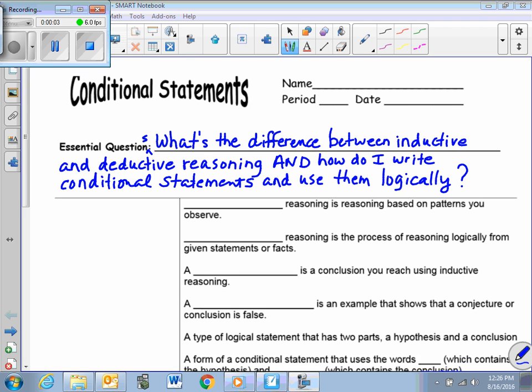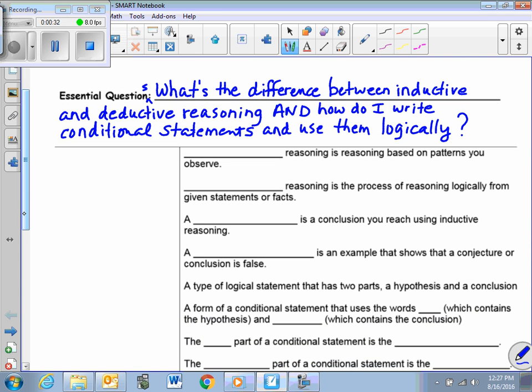Alrighty, today the lesson is titled Conditional Statements, but this is actually two lessons combined. So not only are we talking about conditional statements, we're also talking about reasoning, inductive reasoning, deductive reasoning. There's a big, well, it's not an essential question today. It's questions. So you might want to pause here and get your questions written down and then come back and let's start with our vocabulary as we always do.